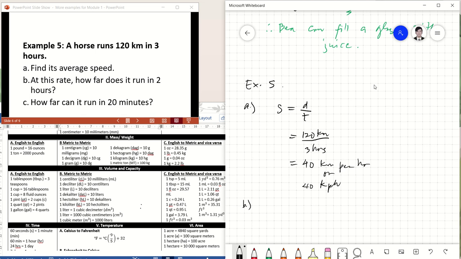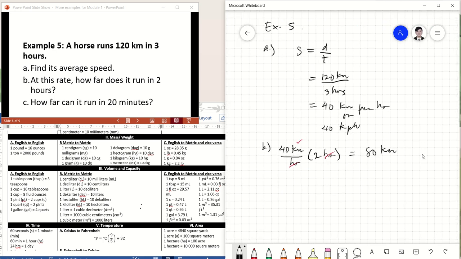Now in B, at this rate, how far does it run in 2 hours? To get the answer, you just have to multiply 40 kilometers per hour, that's how we write it in fraction, with that time. So, speed times time. What will happen if we do that? The hours will be cancelled out because this one is in the numerator and this one is in the denominator. So what is left is just the kilometers, or the distance. So 40 times 2 is 80 kilometers.